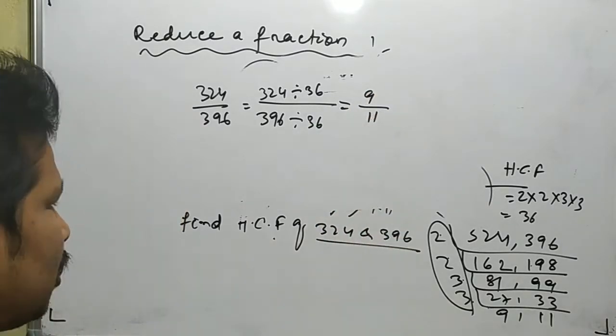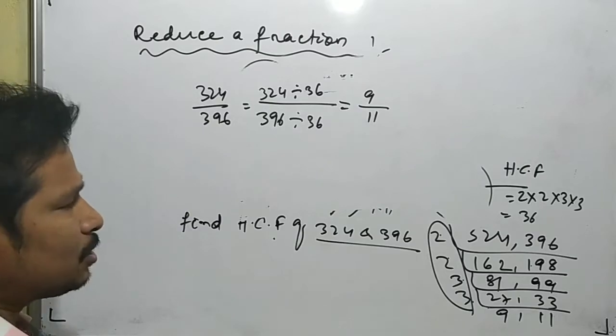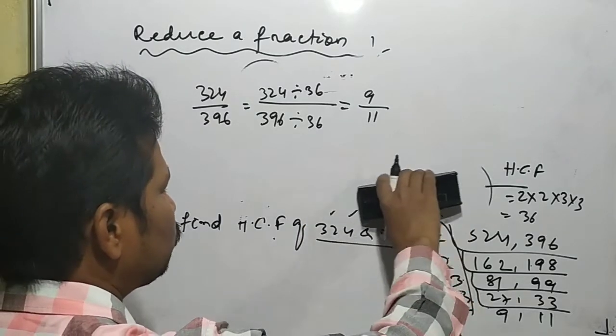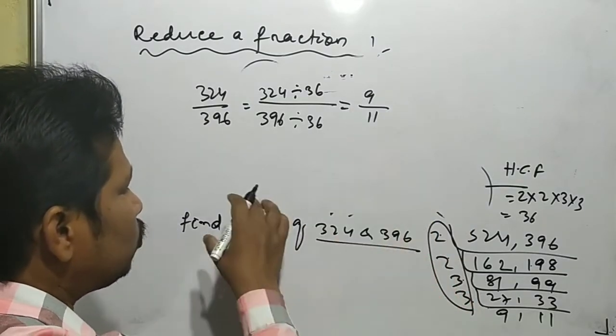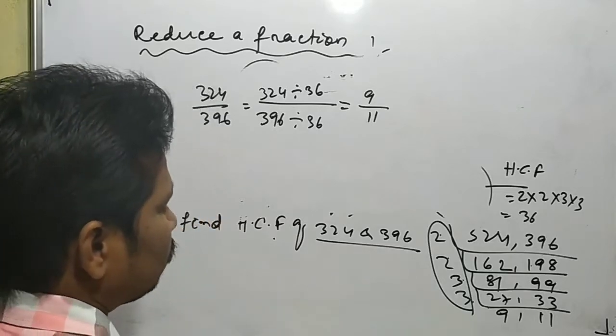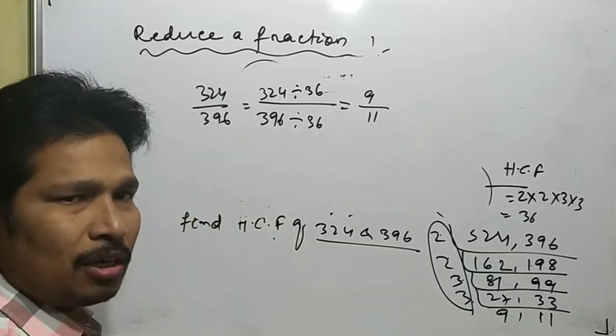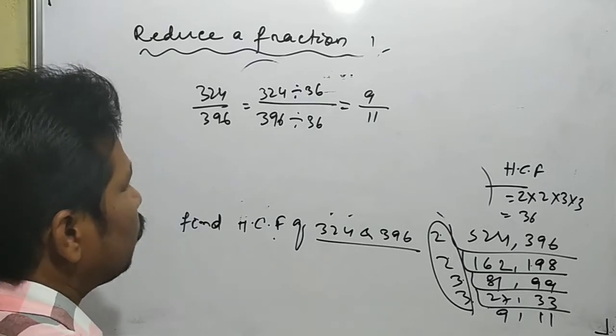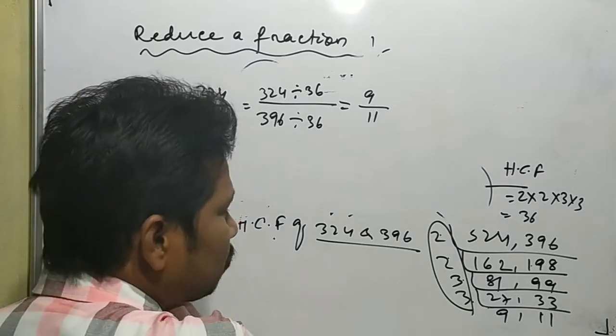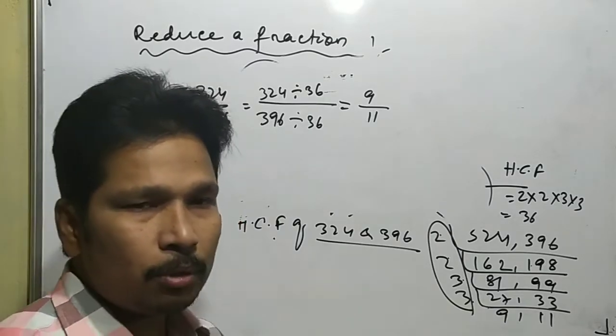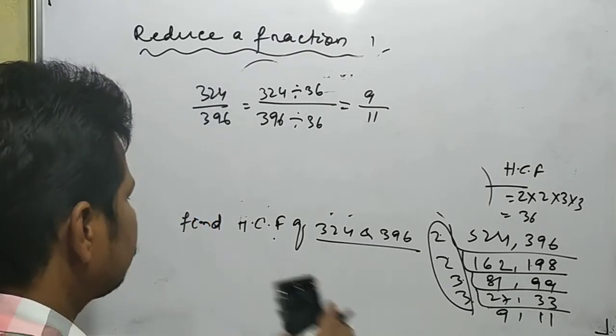This is also one process, but the simplest process is to find the factorization of both numbers, and by writing both the numbers in product form, we can cancel. This is the very easiest process. So these are the two processes by which we can reduce any type of fractions.